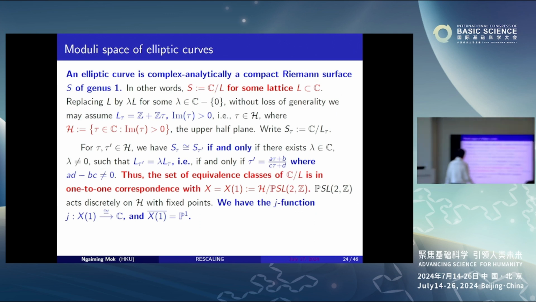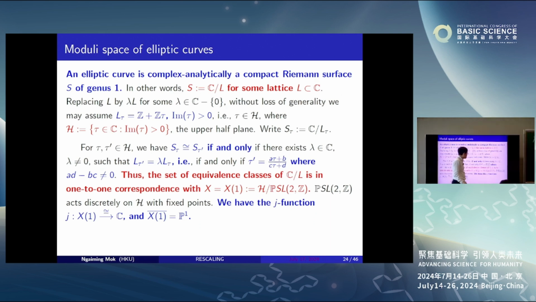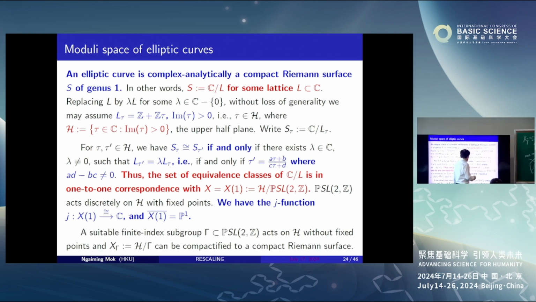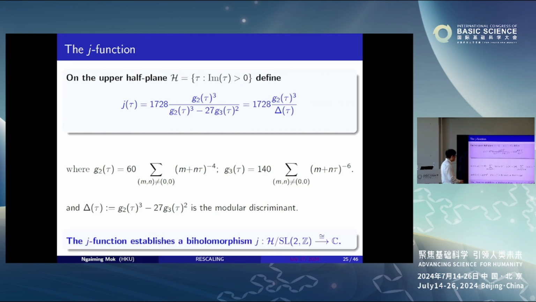Now, for τ and τ′ belonging to H, we have S_τ isomorphic to S_τ′ if and only if τ′ = (aτ+b)/(cτ+d), so it is acted on by SL(2,Z). Therefore, the set of equivalence classes of elliptic curves is simply given by H modulo PSL(2,Z), and this is given by the J function. Okay. So this is standard information about the J function. The J function can be computed from the lattice, or defined by the lattice. And it is a quotient of two modular forms of the same degree.